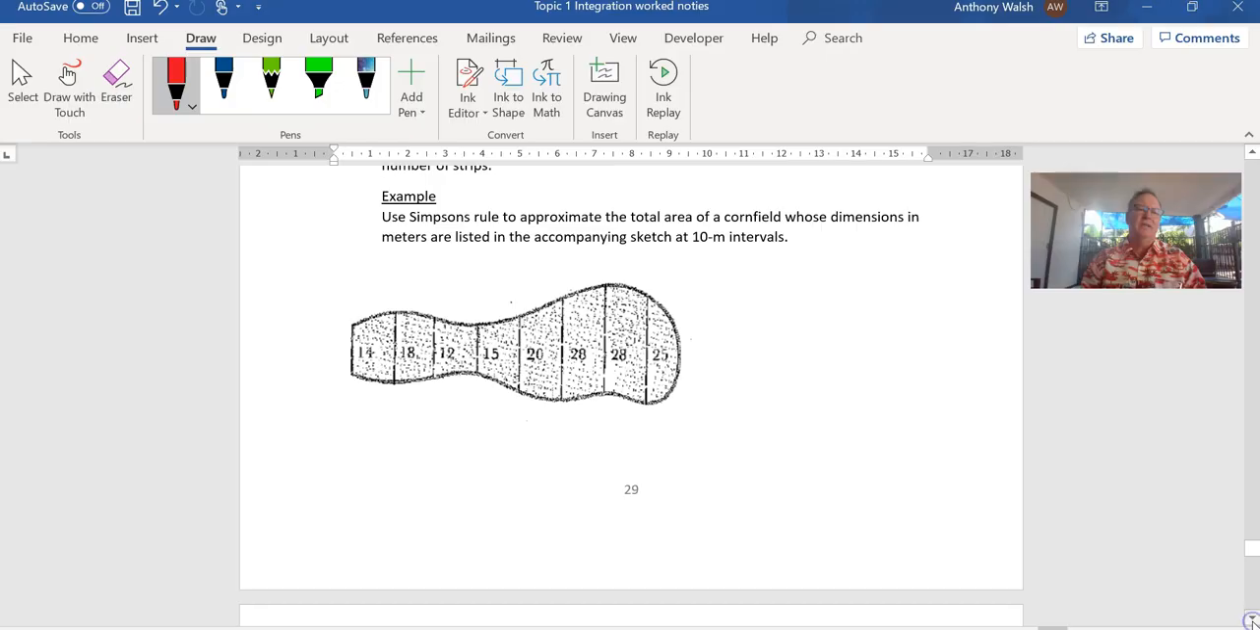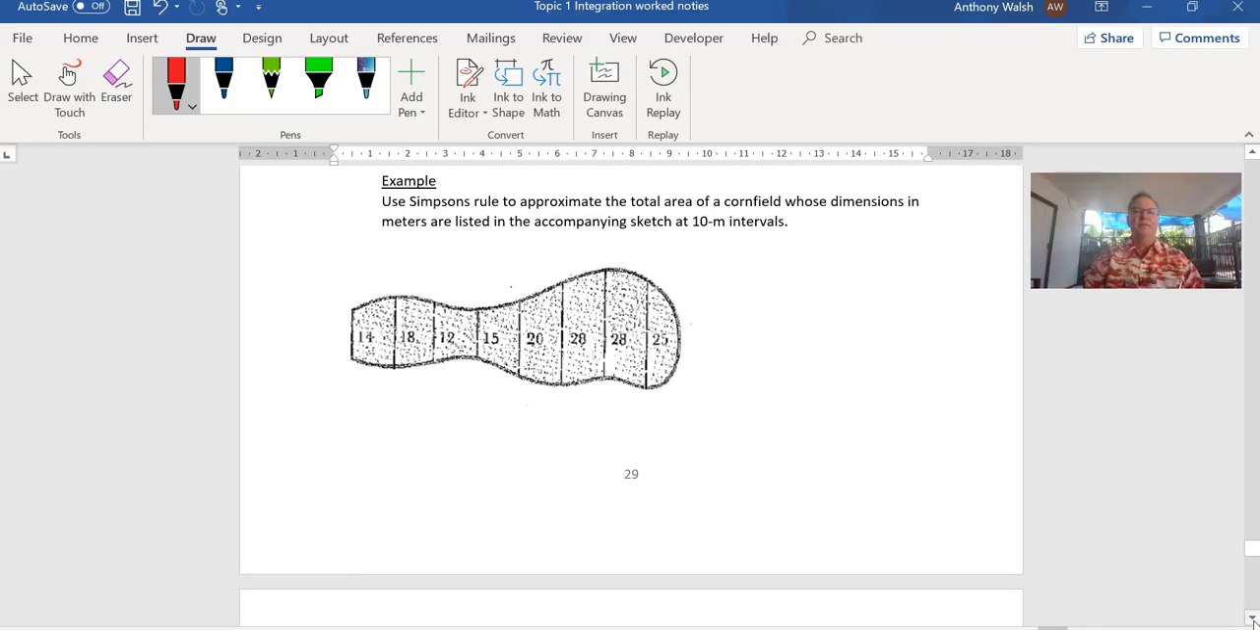Let's use this idea on this shape at the bottom of page 29. Now, what have we got for a start? We're told that each of these strips are at 10 meter intervals. So between this 14 and this 18 length, there's 10 meters. And there's 1, 2, 3, 4, 5, 6, 7, 8 lengths altogether. So the whole thing from A down here to B down here is a length of 80. So b minus a is 80.